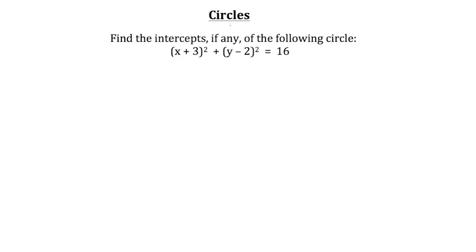Let's look at an example. This problem says, find the intercepts, if any, of the following circle. So this is the equation that we're given: (x plus 3) quantity squared plus (y minus 2) quantity squared equals 16. Well, by looking at the equation, we can see that it is already in the form (x minus h) squared plus (y minus k) quantity squared equals r squared.